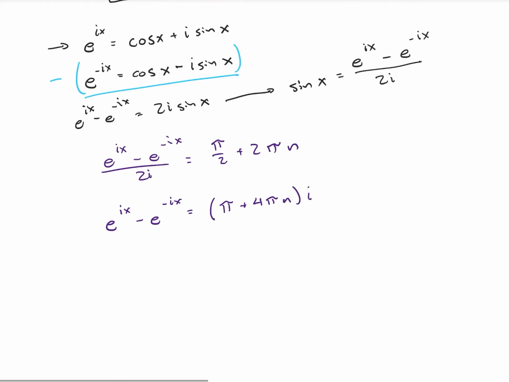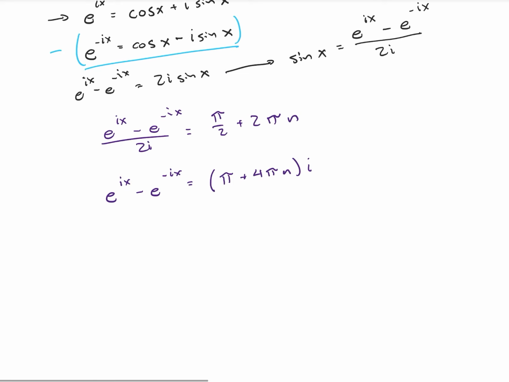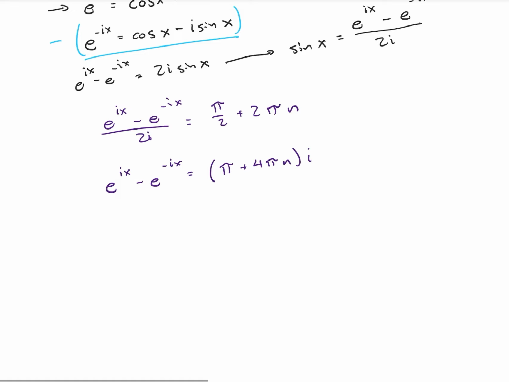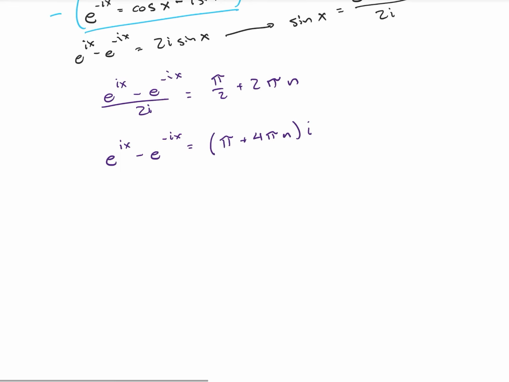So what I'm going to do now is a little substitution. Let's go ahead and rewrite this. Let's multiply the whole thing by e to the ix. And we're going to get e to the 2ix minus 1 is equal to pi plus 4 pi n i times e to the ix.